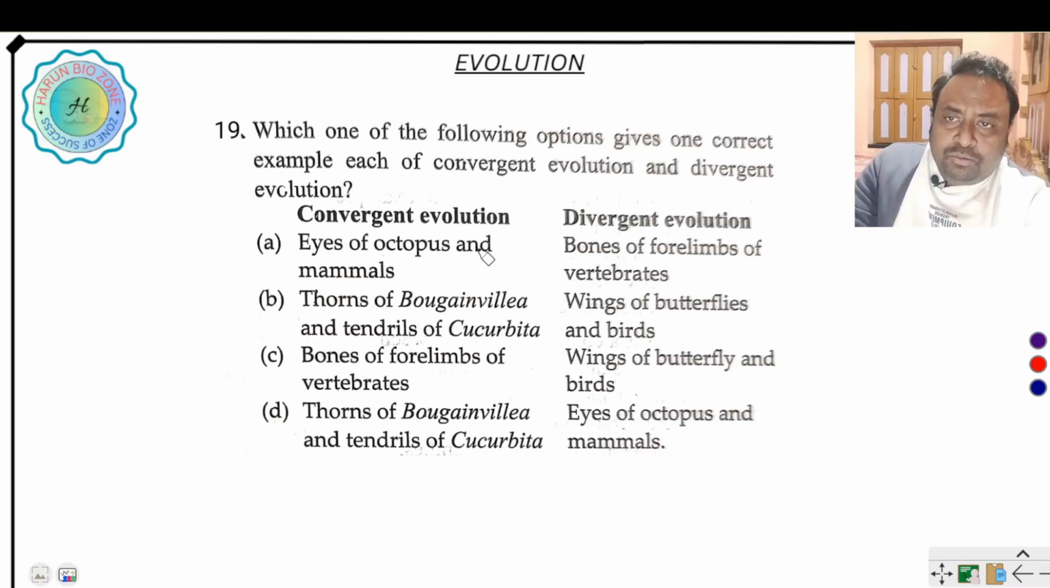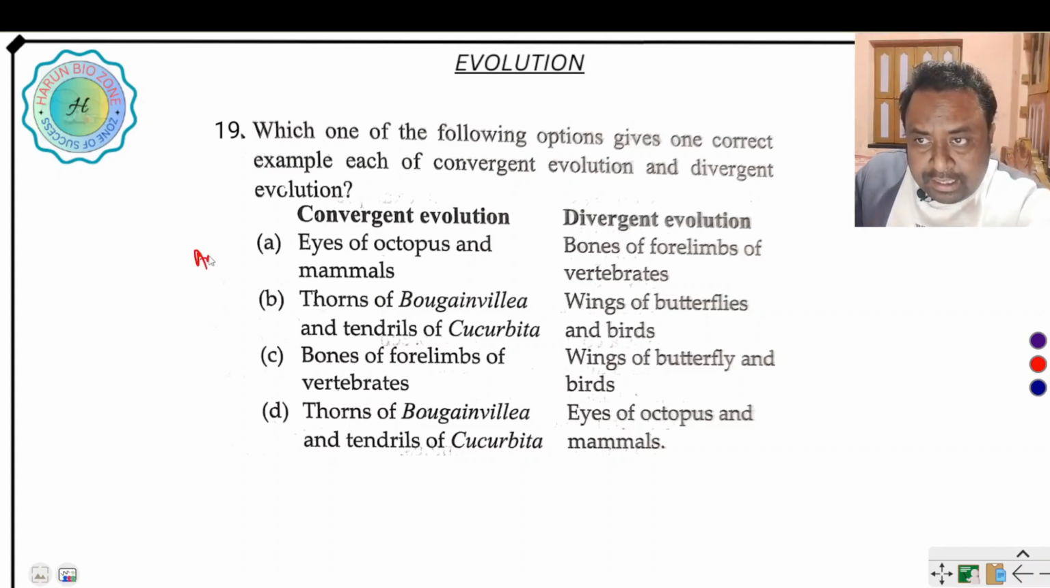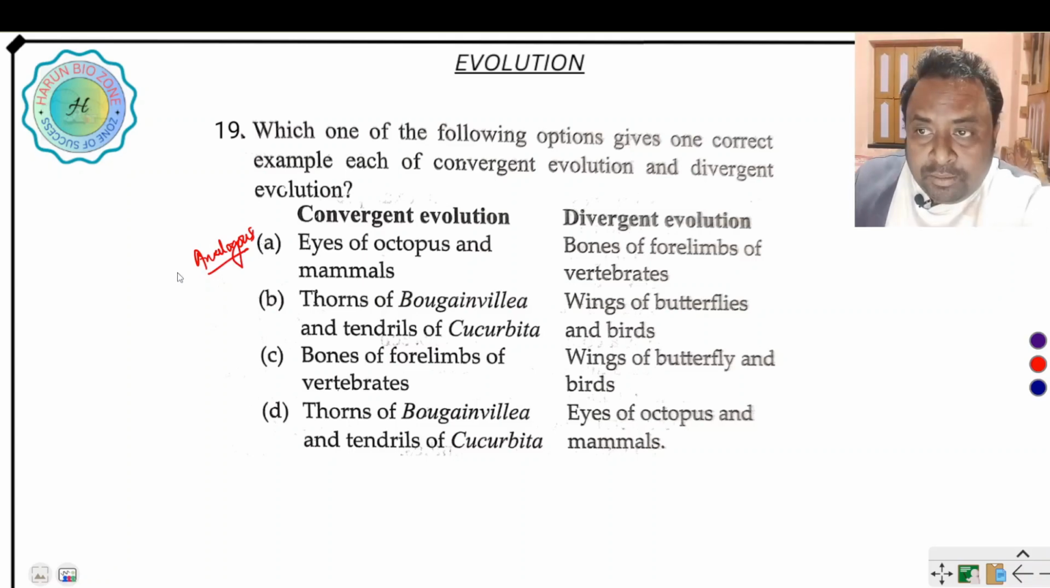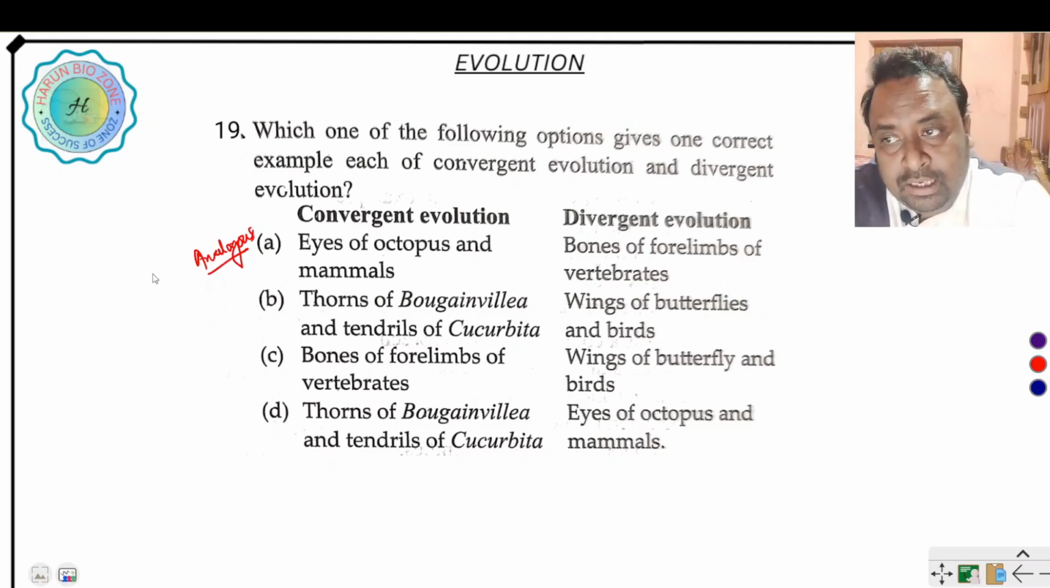The eyes of octopus and mammals. They are analogous organs. Analogous organs are anatomically different but functionally similar, so they show convergent evolution.